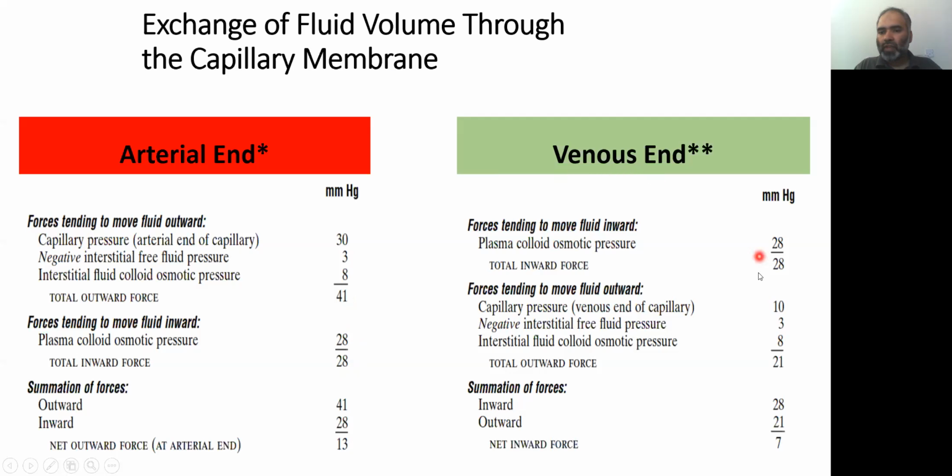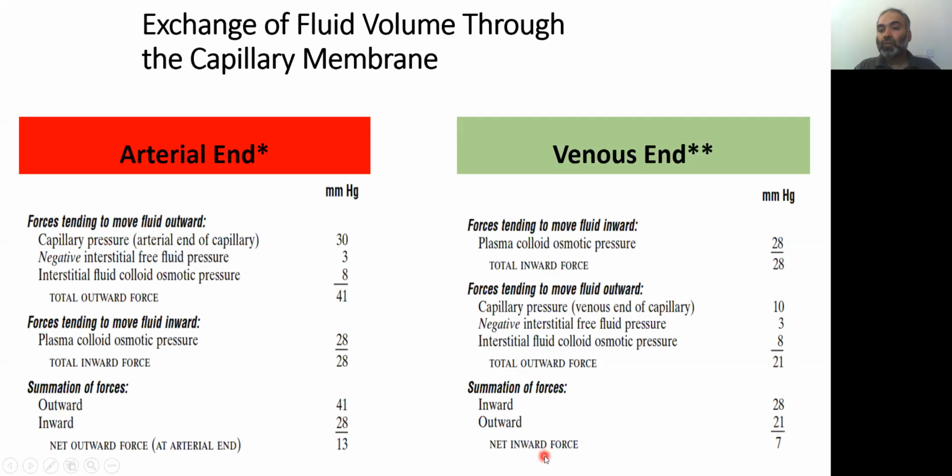At the venous end, you have the same plasma colloid osmotic pressure, 28, and the forces tending to move fluid outwards. Compare this one with this one. You see that the capillary pressure at the venous end is 1/3 of what it is at the arterial end. It's 30 here, only 10 here. The rest are really the same. So this gives you a value of 21. 28 minus 21 gives you a value of 7. And this 7 is what?